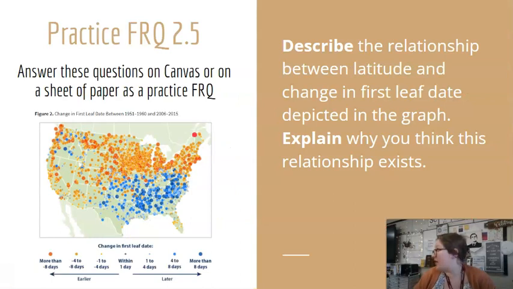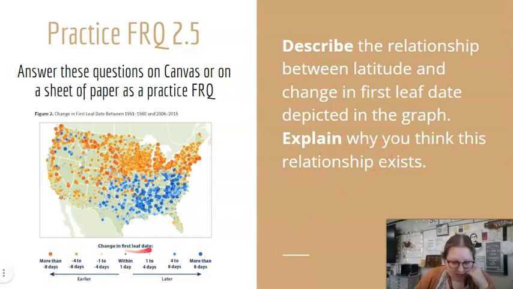Okay, so your practice FRQ for this one, you're going to have to practice your graph reading and also think about what that could mean. This is the graph that you're reading right here. It should also be on your notes. You're going to describe the relationship between latitude, so that's latitude, lat is flat, so latitude is going up the US, and change in first leaf date depicted in the graph, and explain why you think that relationship exists.